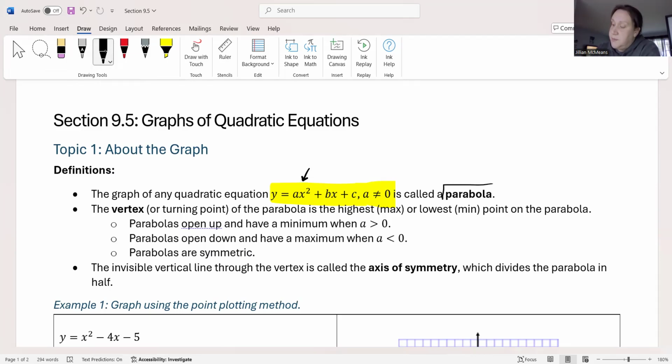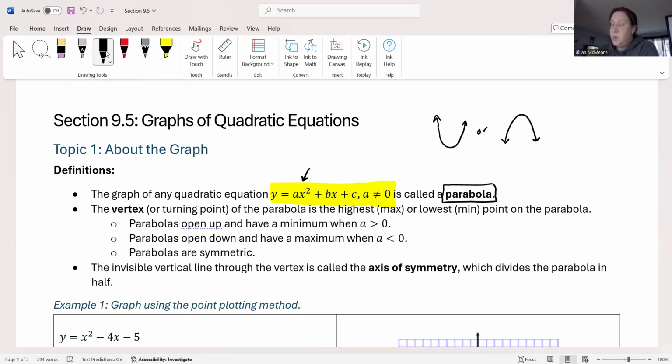So when you have y equals ax squared plus bx plus c, we have a graph that is called a parabola. And a parabola looks like this. So you can have a parabola that looks like this, or a parabola that looks like this. Okay, and those are graphs of quadratic equations.